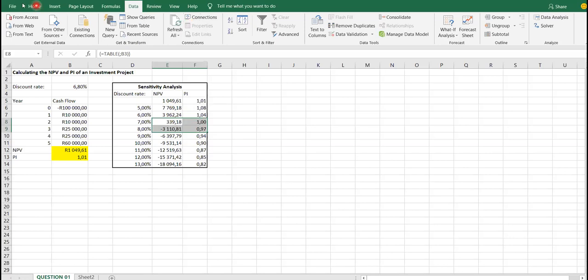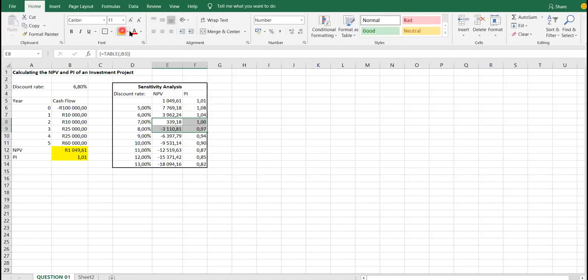Let me highlight it. That is where the transition is, from positive to negative, from above 1 to less than 1. So they want you to give the corresponding values of the NPVs and the PI. So the NPVs are this. So we've got a change from this to that for the profitability index.